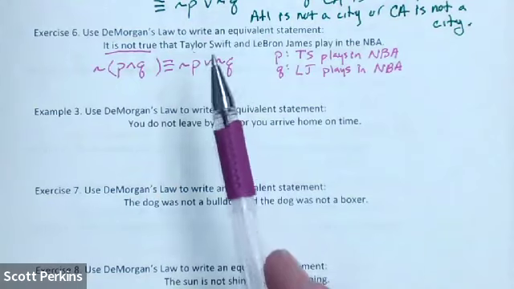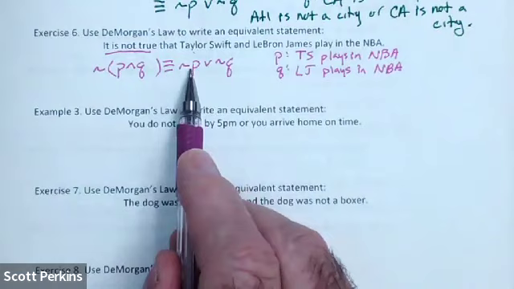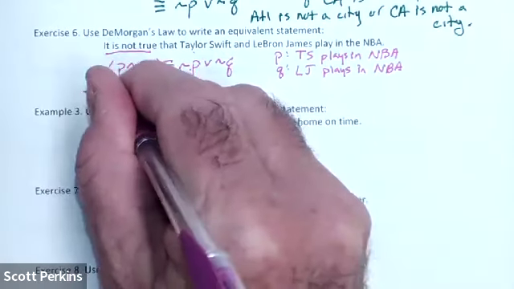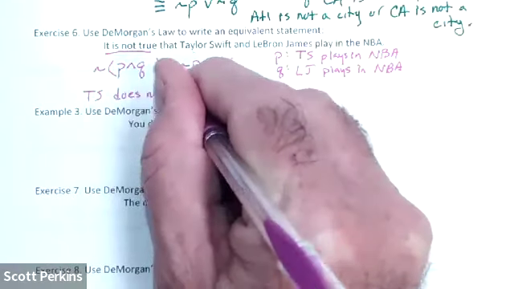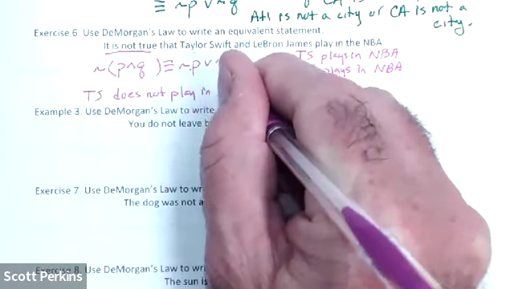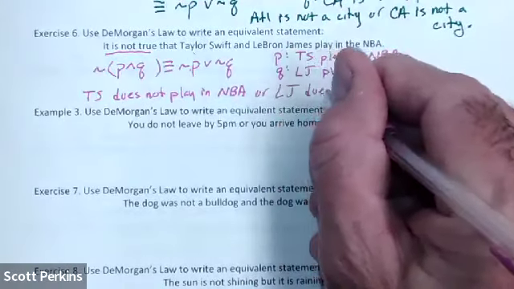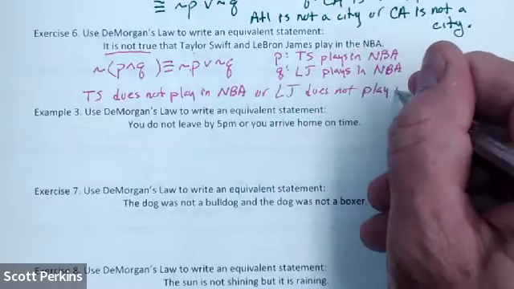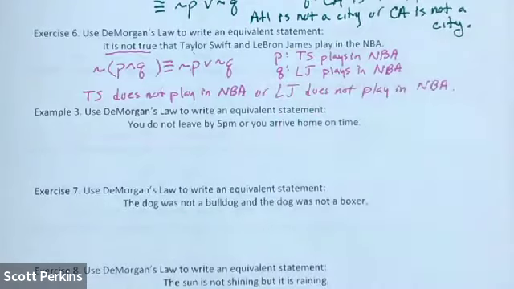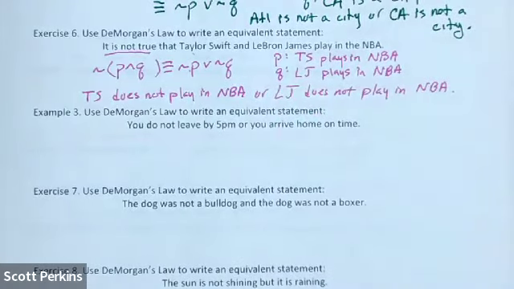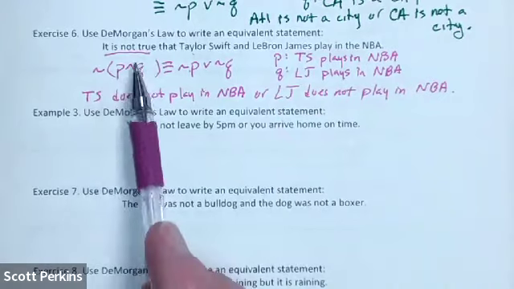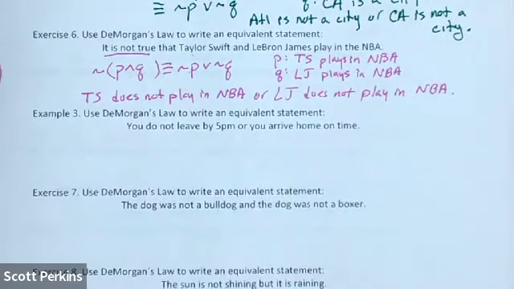And now I'm going to take that and I'm going to write it in words. So first, squiggly P is Taylor Swift does not play in the NBA. And then or LeBron James does not play in the NBA. Both those statements, the original one that we were given and then the one we just wrote down, have the exact same truth value to them. They are equivalent statements. Okay? So no matter what the component parts have, whether their trues or falses, this is the same truth value as a whole for both of those things.